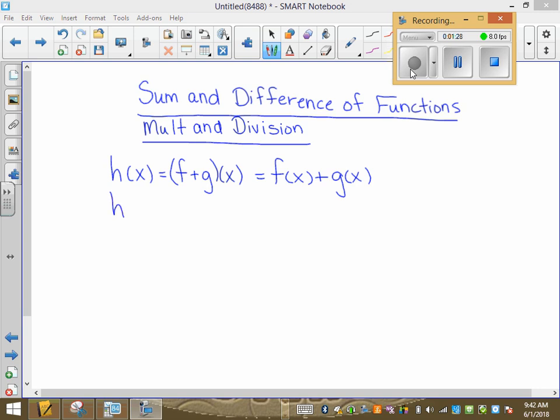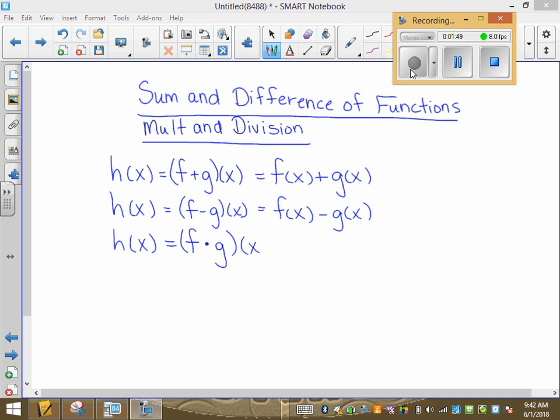If you have h of x equals f minus g of x, you would rewrite that as the f function minus the g function. And then if h of x is f times g, so closed dot here. Closed dot is important because a closed dot means multiplication and an open dot means composition, which we will do on Tuesday. So if it's a closed dot, it's multiplication. So we're going to get f of x times g of x.